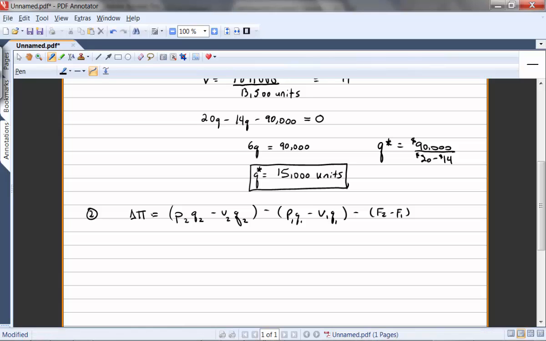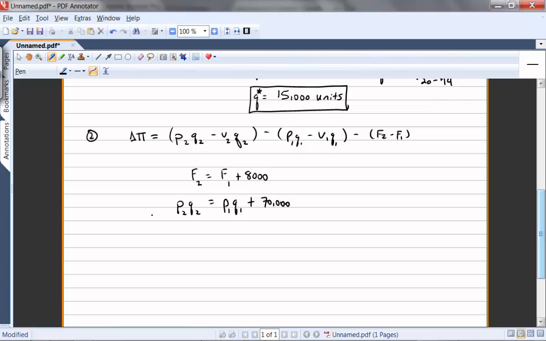Now, the 2's represent the new information, and the 1's represent the old information. Now, what do we know? We know that advertising increased by 8,000. That means the new fixed expenses are equal to the old fixed expenses plus 8,000. And what else do we know? It said sales would go up by $70,000. That means the new sales revenue is equal to the old sales revenue plus 70,000.